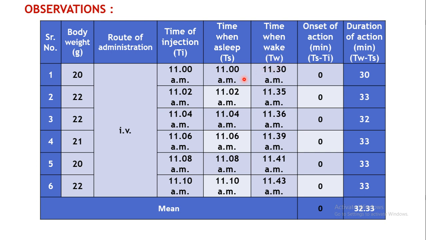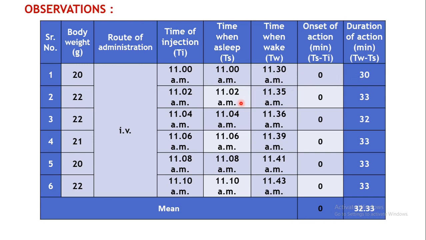So here you can see in case of the first animal, it went asleep at 11 am and it woke up at 11.30 am. So this indicates the duration of action, that is TW minus TS. When it wakes up minus the time when it falls asleep, that will give you the duration of action. So in this case, it is 30 minutes.